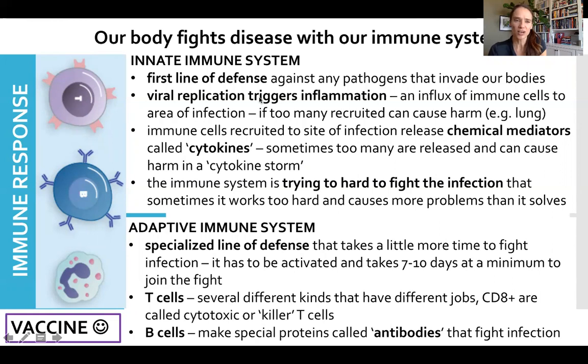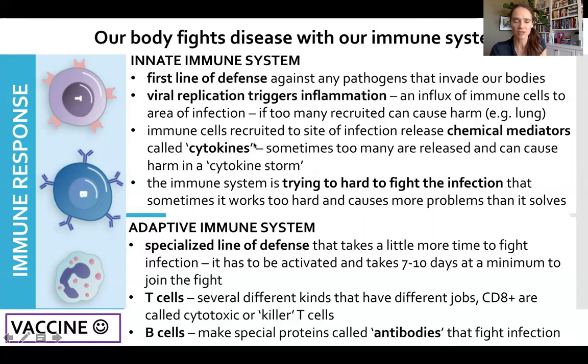So what triggers the innate immune system? Well, one thing that can trigger that is viral replication, and that's going to trigger inflammation, which is really the recruitment of more immune cells to that area of infection. And the immune cells are recruited there to help fight infection. Sometimes, though, it's important to know that your immune system gets a little bit overexcited, and sometimes too many cells can be recruited to the area. We've seen this in some patients with COVID-19. They have an overabundance of immune cells in the lung, and that's going to cause some breathing problems and maybe even some long-term damage.